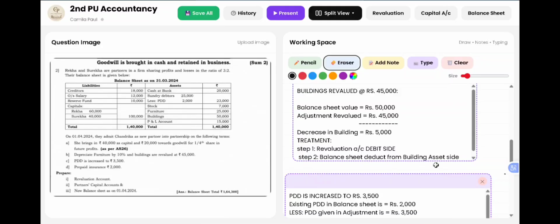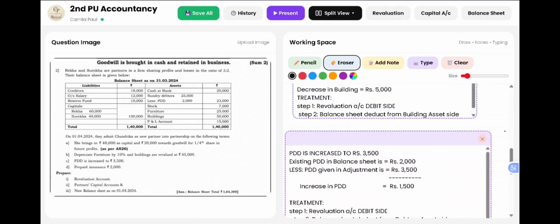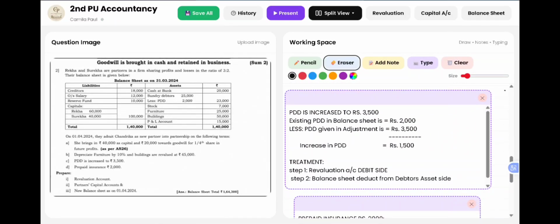Now, the next adjustment we have is PDD. It's a very important adjustment. PDD here is increased to rupees 3,500. So they have not given us the percentage, but they have given that the PDD is increased to rupees 3,500. Now this PDD which is given here will be treated as the new PDD, which is going to be deducted from the debtors.